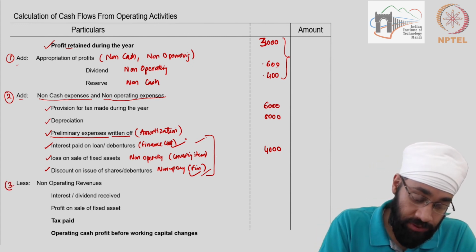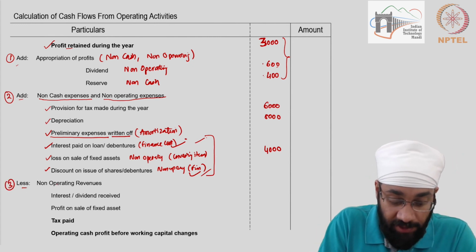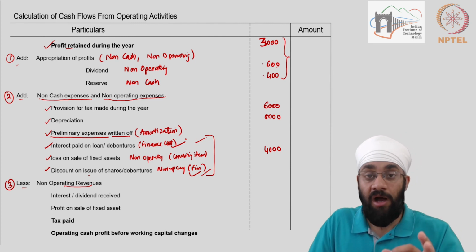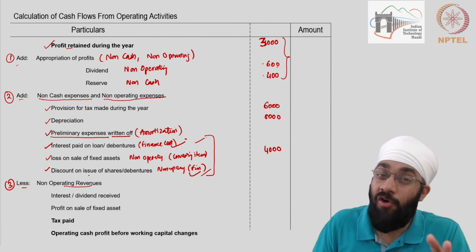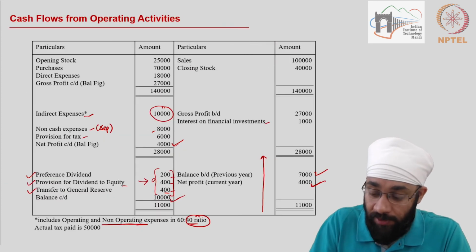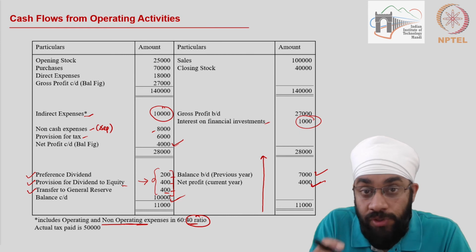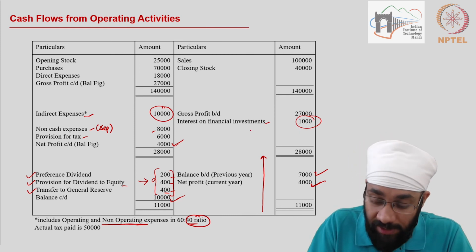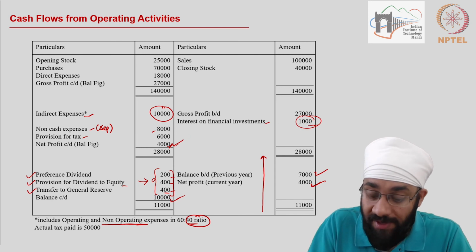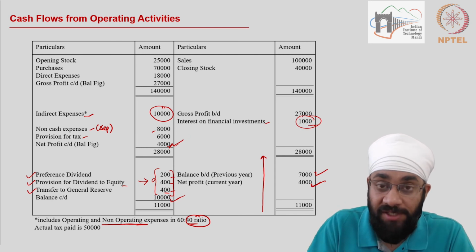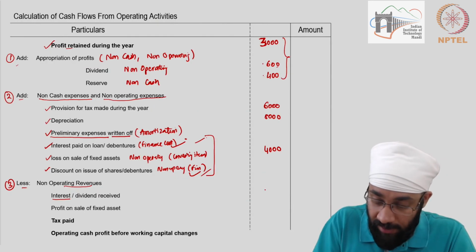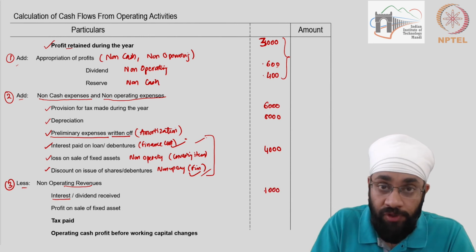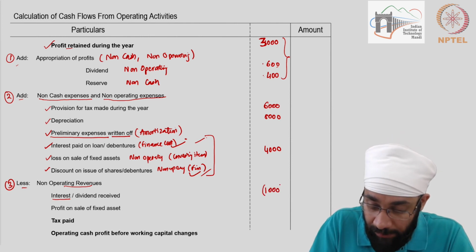The third step is to now go to the credit side and deduct non-operating revenues. We are looking for cash operating profit. We should not add any non-operating incomes. So we had an income of 1,000 which was non-operating in nature. This increases our profit. The profit that we have includes interest on financial investment, which we should not include. So interest earned is 1,000, and we should deduct it. Therefore, we're going to put it in brackets.